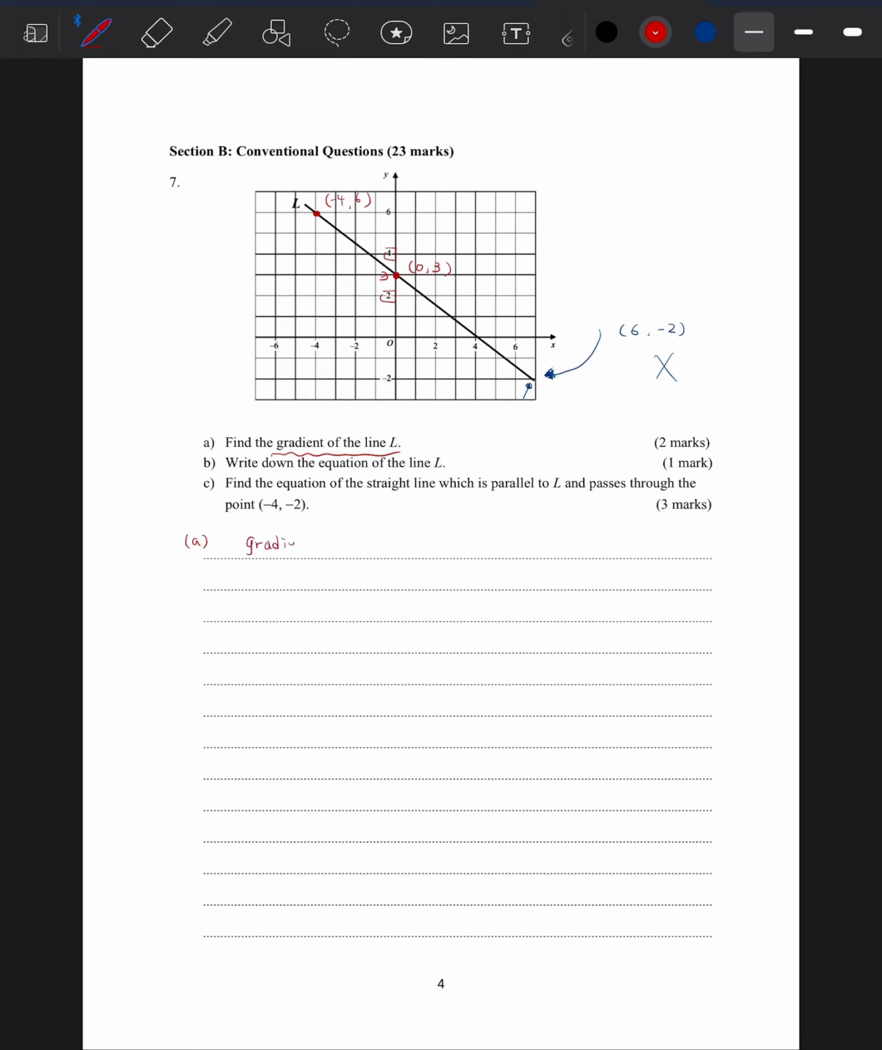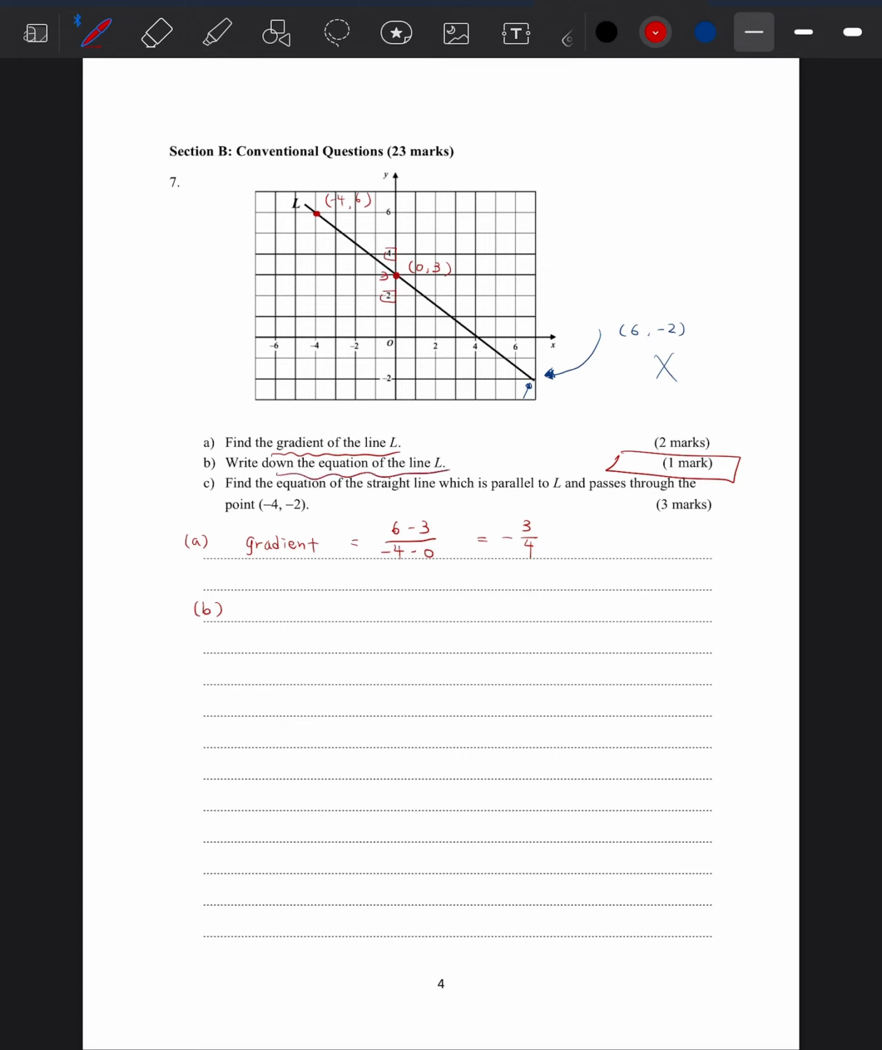So the gradient of L equals your y-coordinate difference, so 6 minus 3, and then the difference of your x-coordinate. So here you go, you got -3/4.